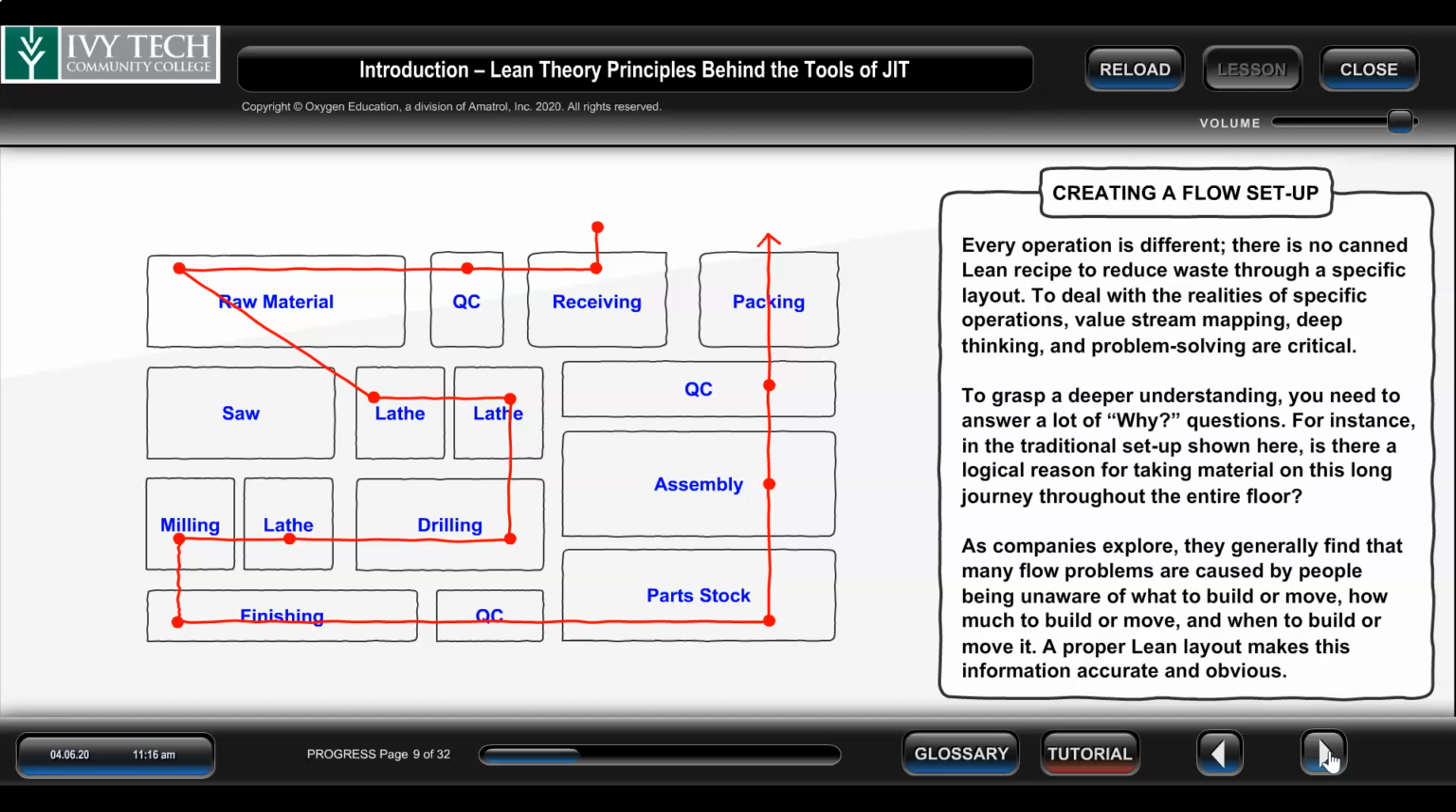For instance, in the traditional setup shown here, is there a logical reason for taking material on this long journey throughout the entire floor? As companies explore, they generally find that many flow problems are caused by people being unaware of what to build or move, how much to build or move, and when to build or move it. A proper lean layout makes this information accurate and obvious.